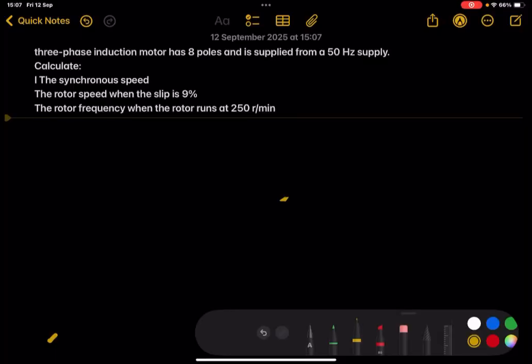So let's go and take a look at how to calculate the induction motor speed with the slip parameters as well as the frequency parameters given. Okay, so a three-phase induction motor has 8 poles and is supplied by a 50 Hz supply.